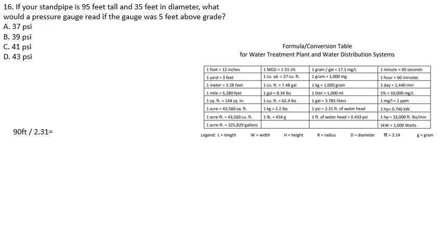Just height, every 2.31 feet is 1 pound of pressure. Do the division. Answer is 38.9 psi.